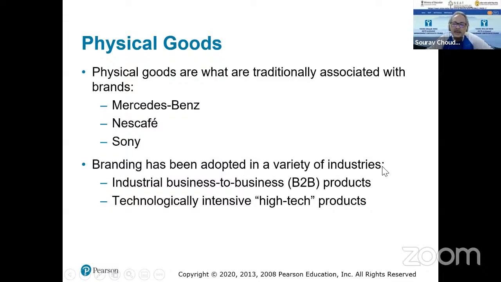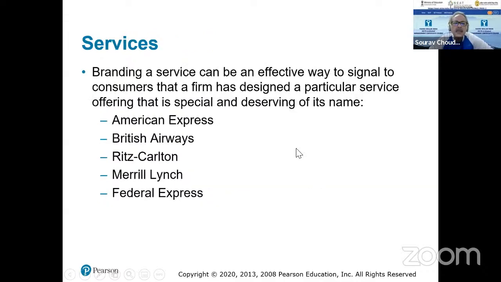Branding has been adopted by a variety of industries: business to business, technology-intensive, high-tech products, everything of course. Services branding can be an effective way to signal to the consumer that a firm has designed a particular service offering that is special and reserved for its name. American Express, British Airways, Ritz-Carlton is a hotel, Merrill Lynch is an insurance company, Federal Express, FedEx is a logistics company. So these are all services and they all have been given a brand name.